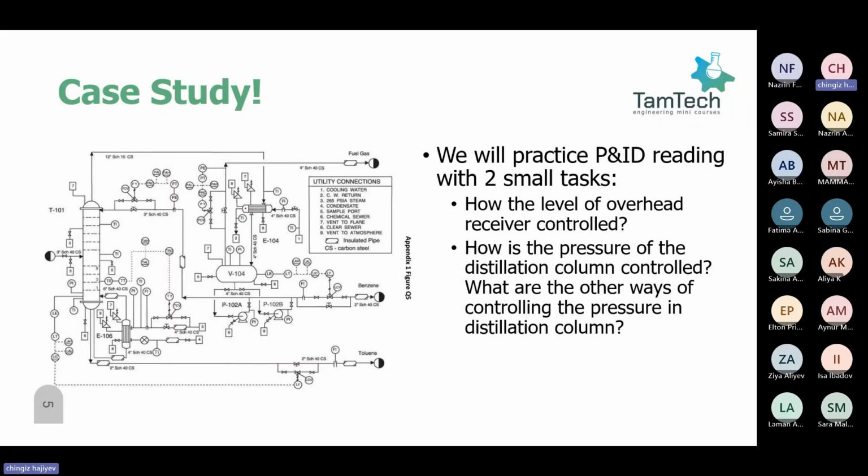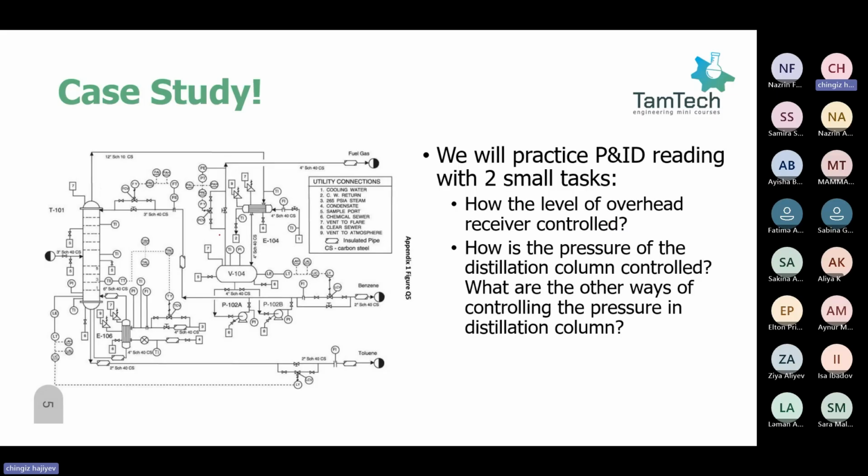E104 is a condenser, and E106 is a reboiler. Okay, and we have some pumps to recycle our product back to the distillation column, and also to send it out as a distillate, as a product. Okay, so what I want to discuss with you will be these two small tasks.